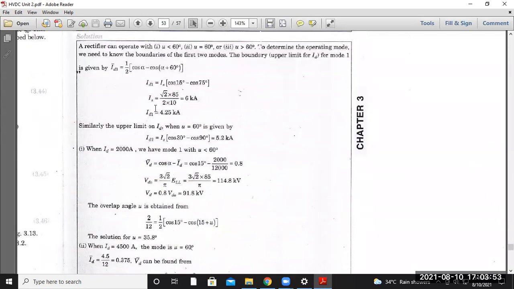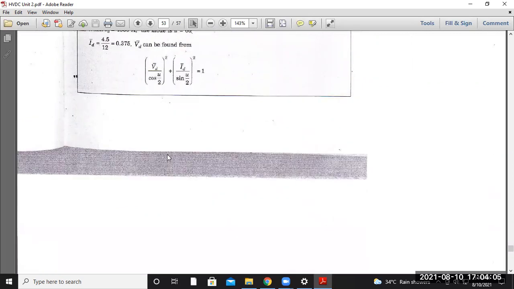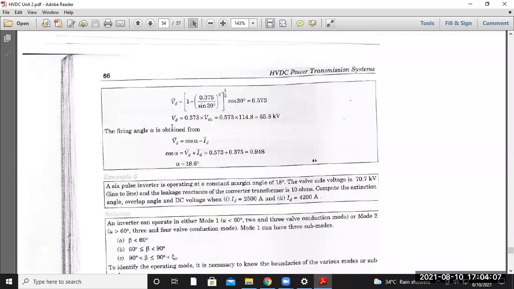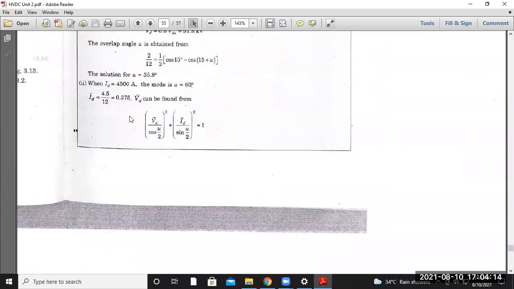Because at mu equal to 60 degree, ID is closest to 5.2 kiloampere. So 4500 ampere is quite close to 5.2 kiloampere. In a similar pattern, just put in the values, you will get the equation and solve it. This is the elliptical equation, the characteristic that we derived in the previous section: VD vector divided by cos mu upon 2 whole square plus ID vector divided by sin mu upon 2 whole square equal to 1.